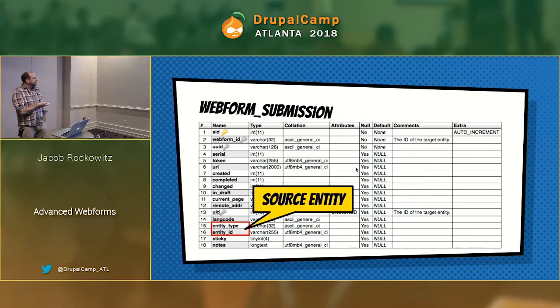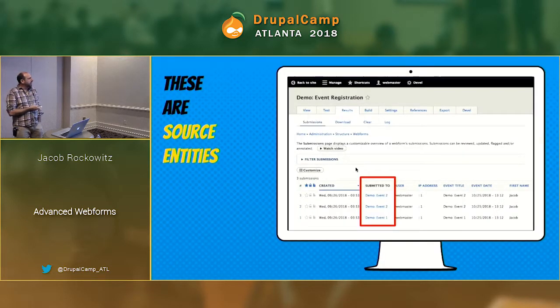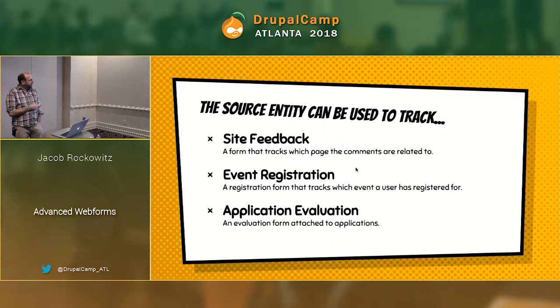And going back to the submission table, this is what a source entity is. It's just entity type and ID. Entity type being a node and ID being node 1, 2, whatever. Very similar to how comments work. Comments use the exact same schema to attach comments throughout your site. And when you're in the UI, this is what a source entity is, submitted to. So we're on a registration form, and this is showing all the different events that this single registration form has been submitted from.